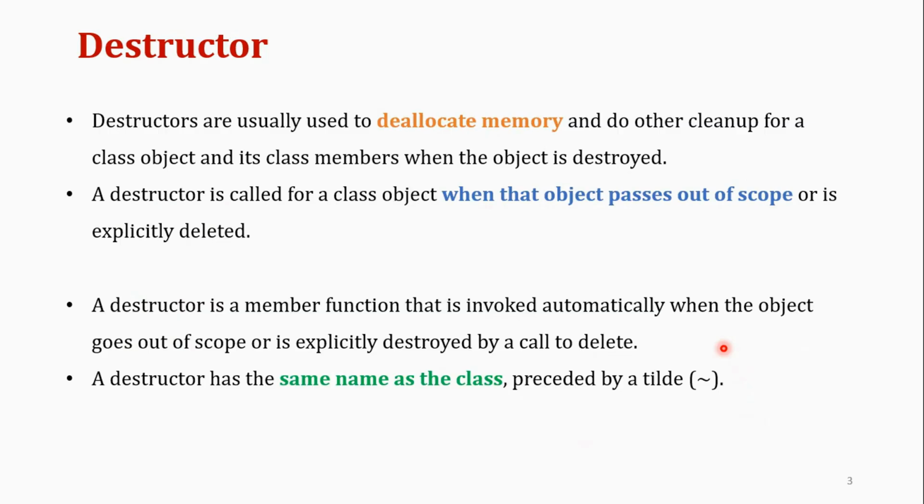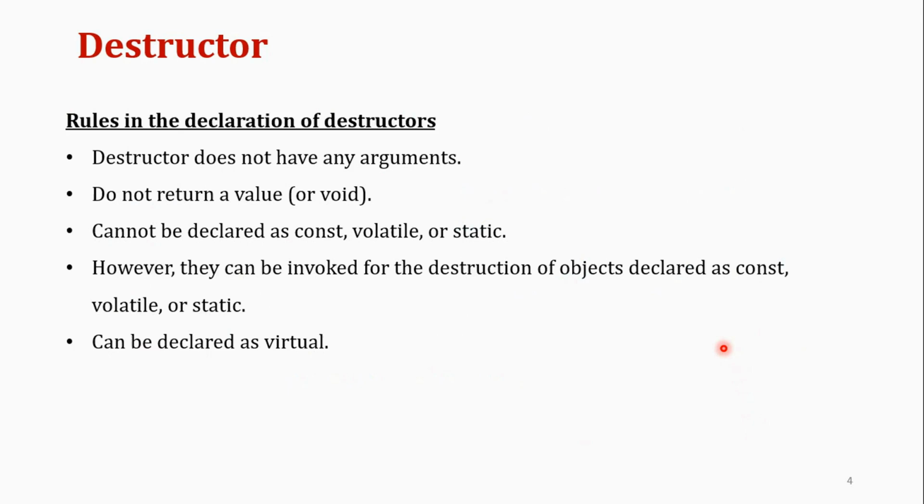So a destructor is called for an object when the object passes out of scope or is explicitly deleted. A destructor is a member function which is invoked automatically whenever the object goes out of scope or is explicitly destroyed by the delete keyword or delete function. And a destructor has the same name as the class name preceded by the tilde symbol. So it is a special member function used to release the memory occupied by the constructor, object or members of the class. Okay.